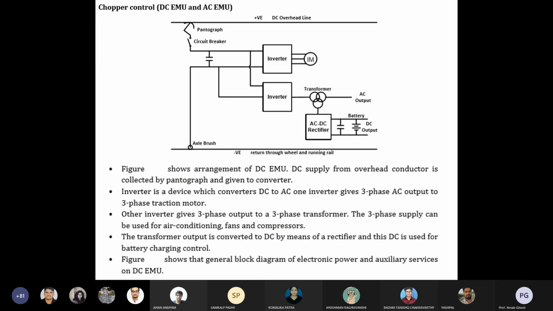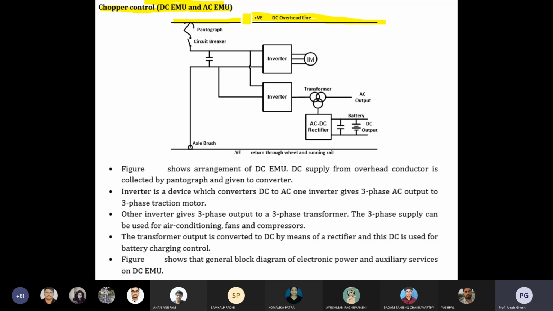Here we can see some chopper control, DC EMU or AC EMU. In both cases we are using the same type of configuration, though not exactly the same. Chopper unit means power electronics based control is already there. At the beginning of the discussion we discussed how the power electronics based concept is associated with your system, so you are already aware of those basics.